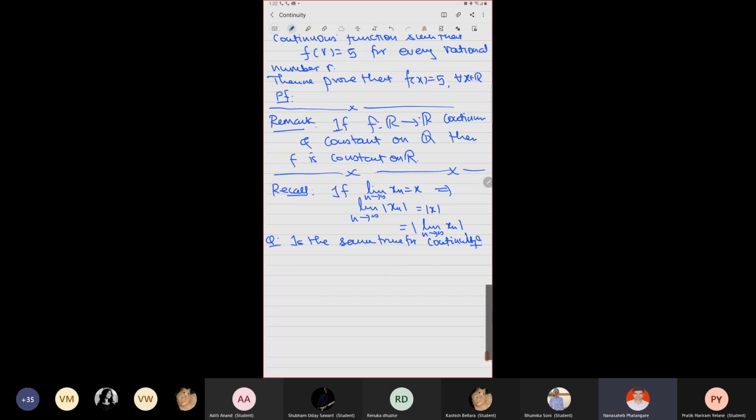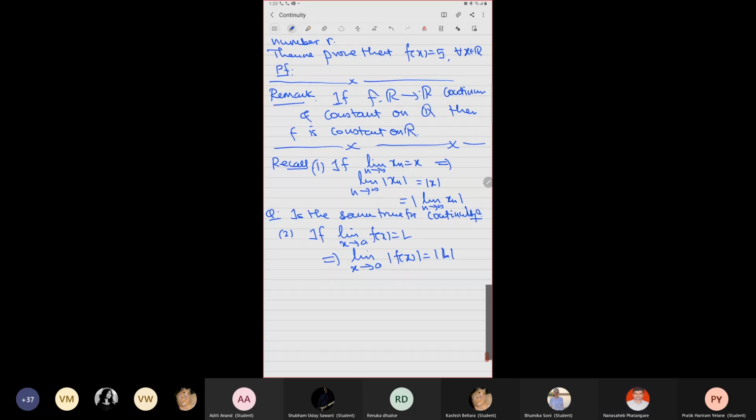That is the question. Is this true for limit, which we already discussed? Yes, sir. Recall that if limit as x tends to a of f(x) is L, then limit as x tends to a of the absolute value of f(x) is the absolute value of L. Here also we can interchange limit and absolute value.